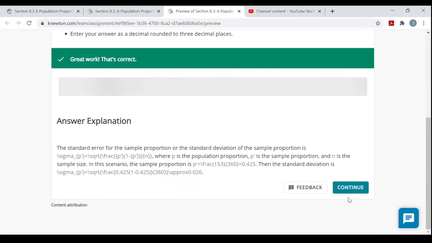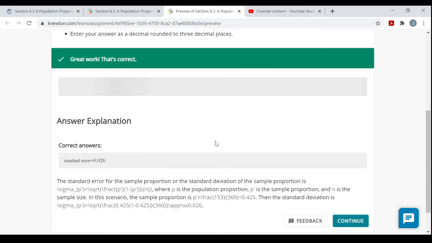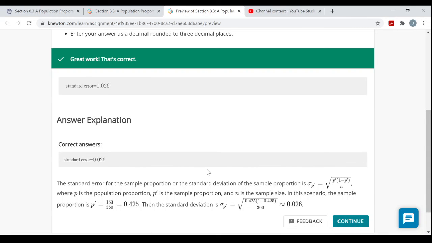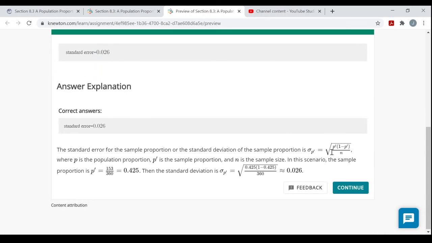Submit. Wonderful. And again, they go through the same calculations I went through. Read your answer explanations. See, they're using p prime sometimes instead of p hat. Same thing, right? You see the p prime or the p hat with the little wedge on top. It means the same thing. And yeah, they're going through the same exact calculation I just showed you.